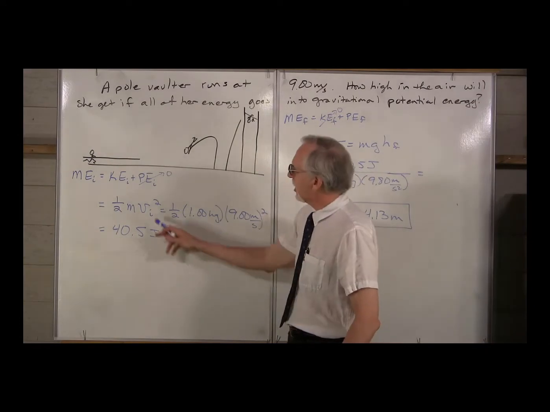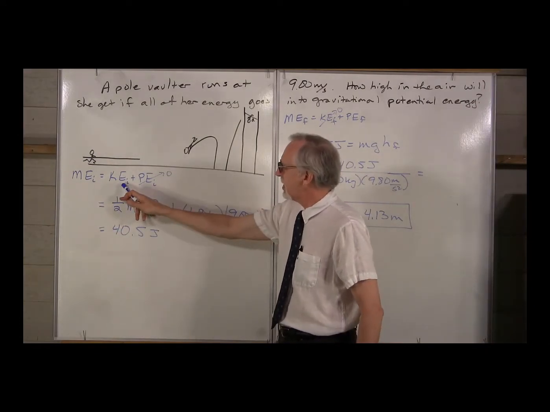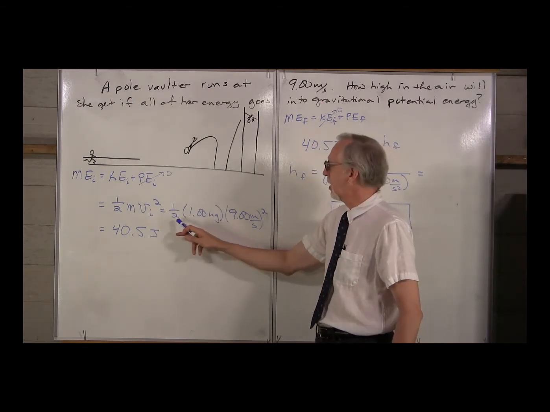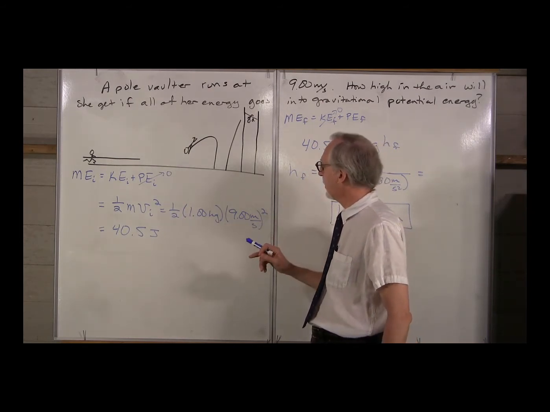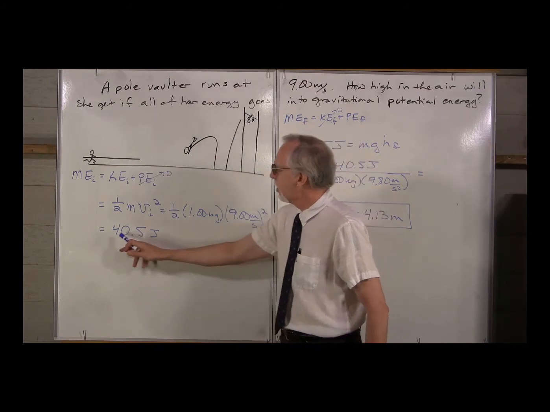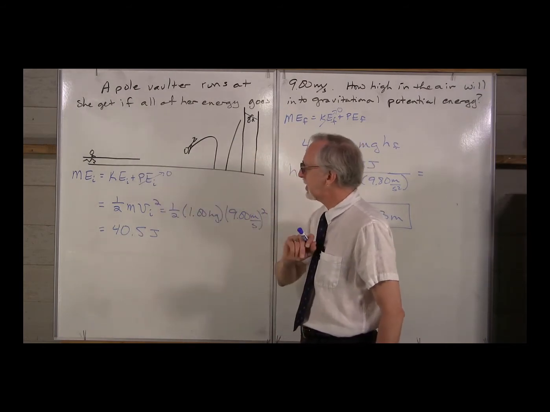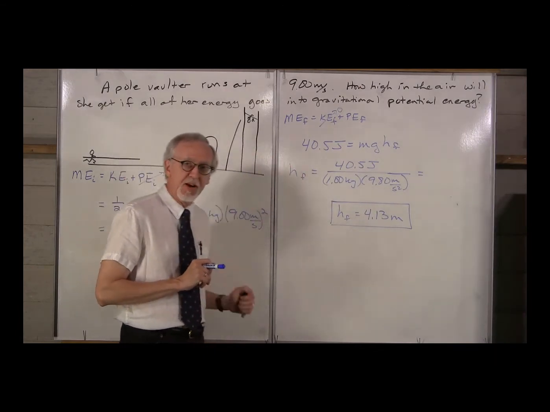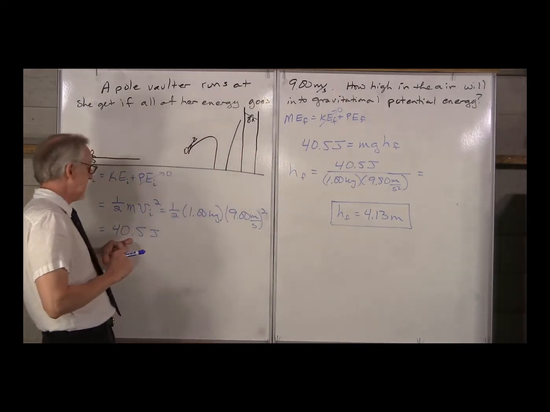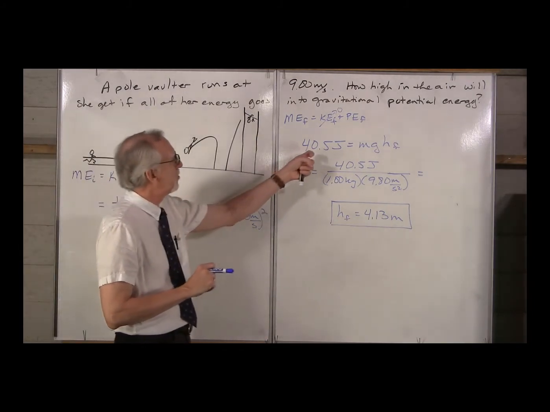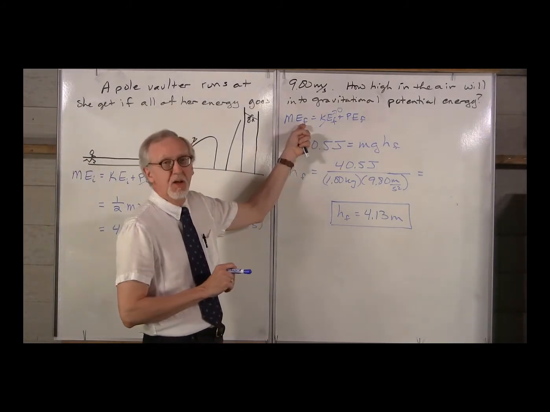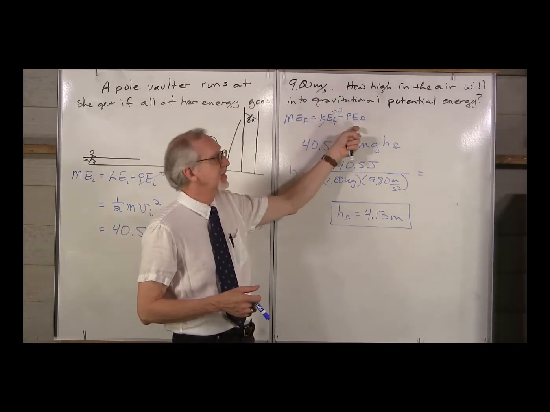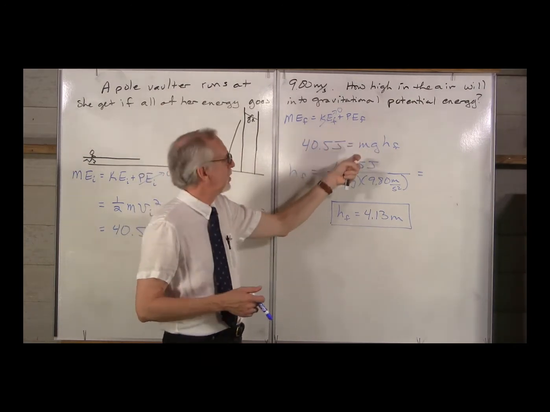We have that her initial mechanical energy is the initial kinetic, which is 1/2 m v initial squared, which with a mass of 1 kilogram, 1/2 times 1 times 9.00 meters per second squared, we get 40.5 joules. The initial potential is 0. We know the initial mechanical must equal the final mechanical, so 40.5 must equal the final mechanical.